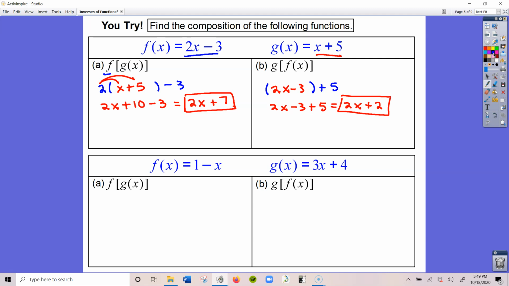Let's try with another function. We have f of x is equal to 1 minus x, and g of x, which is equal to 3x plus 4. So for a, we have f, which comes first. So I'm going to copy down f exactly as I see it. So 1 minus parentheses for the x. And on the inside, I am going to put g of x, which is 3x plus 4. Now here, even though you don't see it, it's minus this, so that means we're going to have to distribute a negative into the parentheses. So this will give me 1 minus 3x minus 4, which would equal negative 3x minus 3.